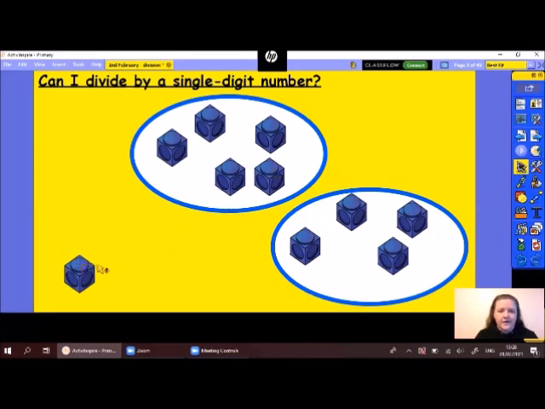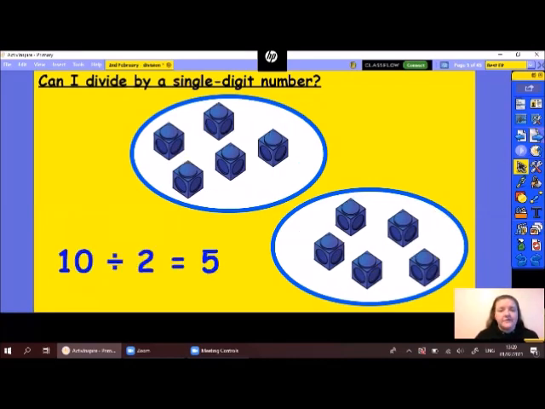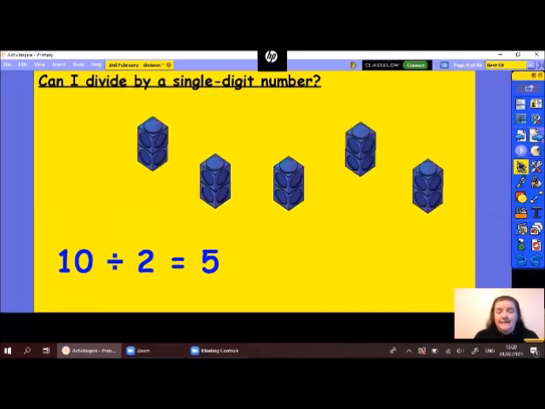And does it work? Yes. So what I've done is I've divided my 10 into 2. I've shared it between 2 people and each one has 5. So 10 divided by 2 is 5. We can also show 10 divided by 2 is 5 by breaking the multi-link cubes into groups of 2. So we have 5 groups of 2 here.